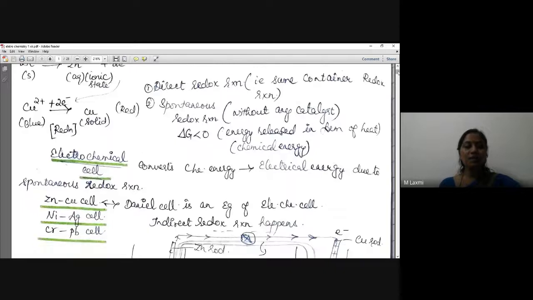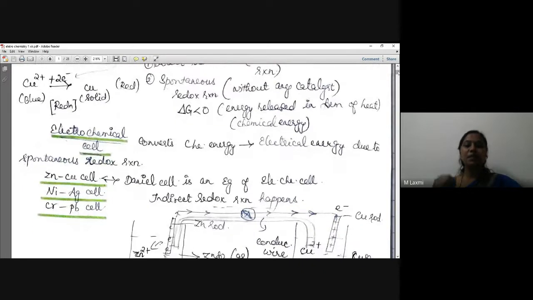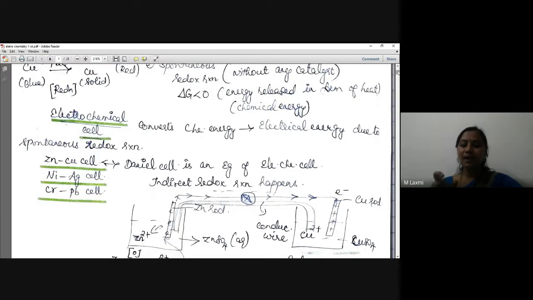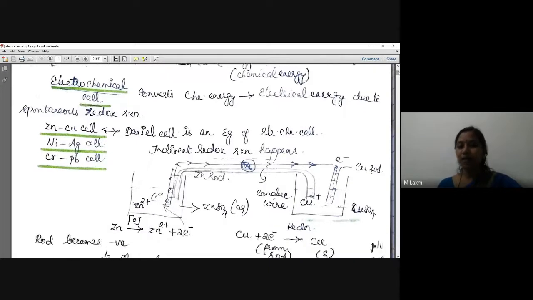So the Daniel cell, which is given in the NCERT, is an example of an electrochemical cell. All Daniel cells, say for example zinc, copper, nickel, silver, chromium, lead, are examples of Daniel cell. So the underlying principle in a Daniel cell is that an indirect redox reaction happens. So you understood the concept very clearly.